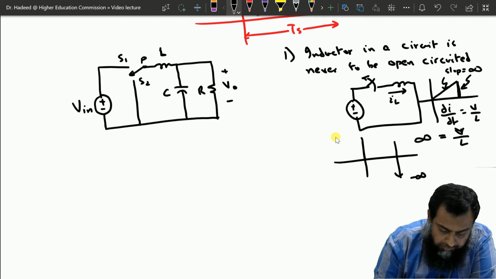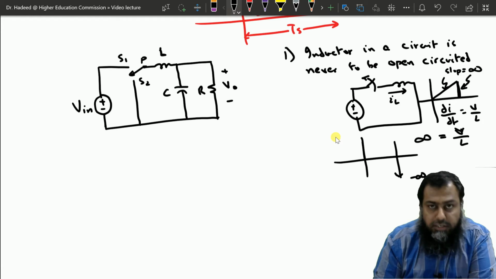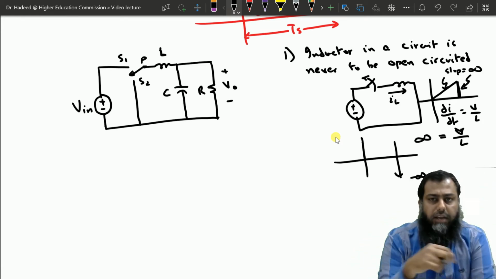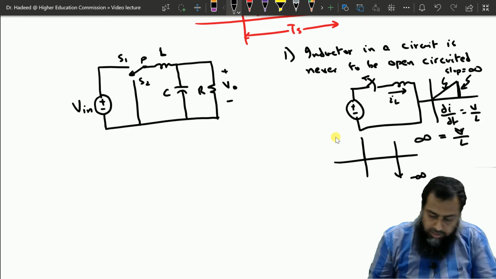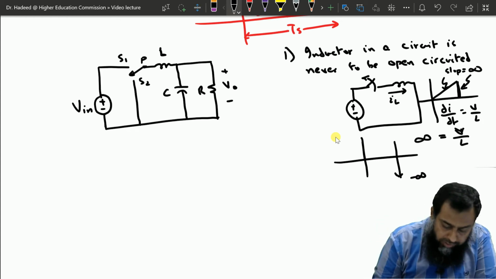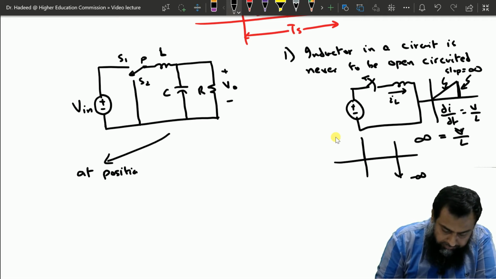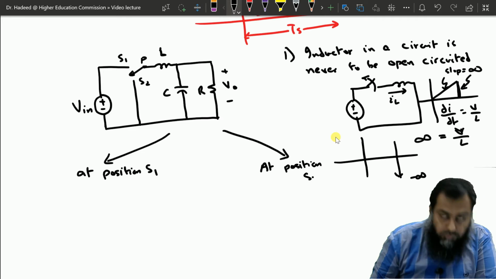this P is connected with this S1, and part of the time this P is connected with this position number S2, right? Part of the time it is connected with this S1, and part of the time it is connected with this position S2. So we need to identify two equivalent circuits here. The first circuit is at position S1 and the second one is at position S2.